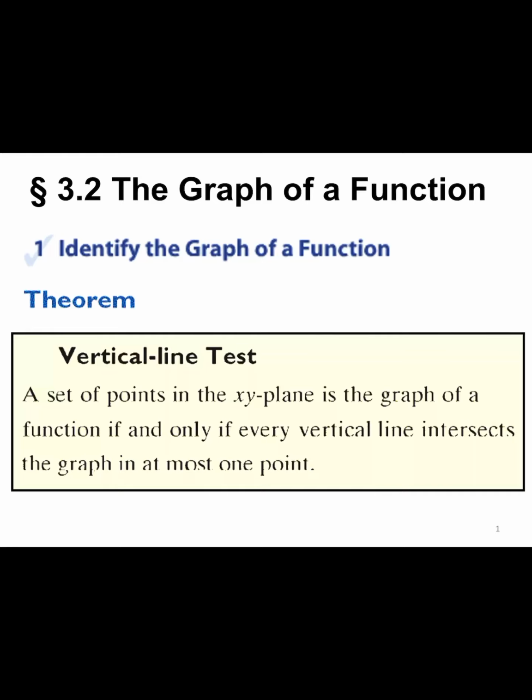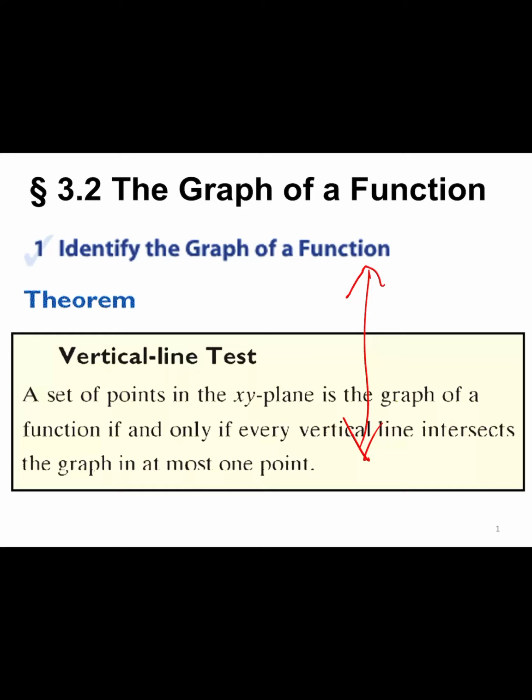We are back again, and today we're going to be talking about the graph of a function. This will be a really straightforward lesson, and to jump straight into it, we're going to go into the vertical line test. First of all, let's just make sure we're all on the same page with what a vertical line is. A vertical line is a line that goes up and down, all right?